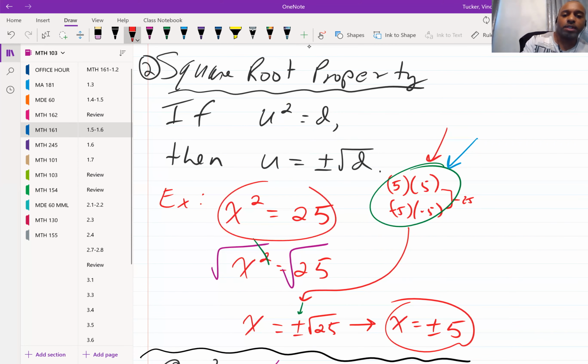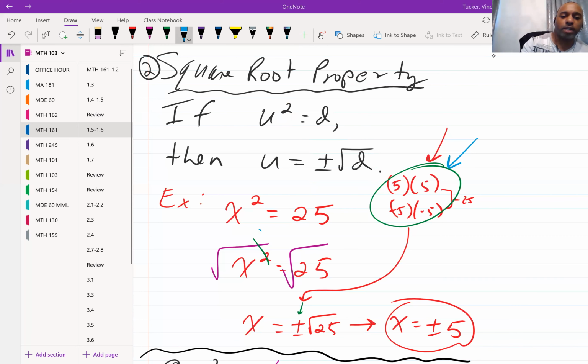So a simple example here, we have x squared equal to 25. If I want to solve for x, remember I need to undo what's being done to x. So x is being squared, so I take the square root of both sides.